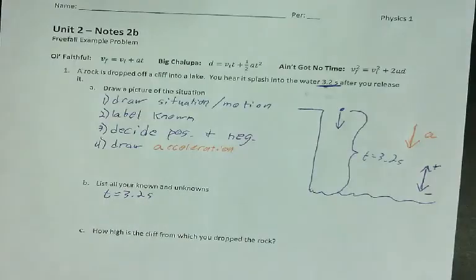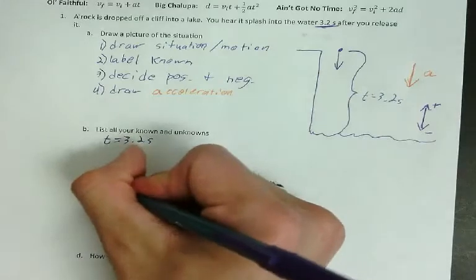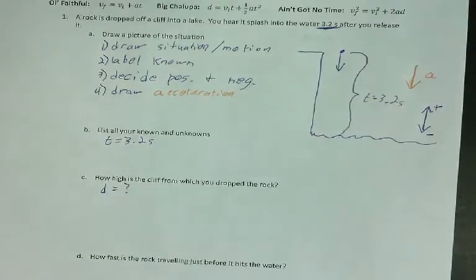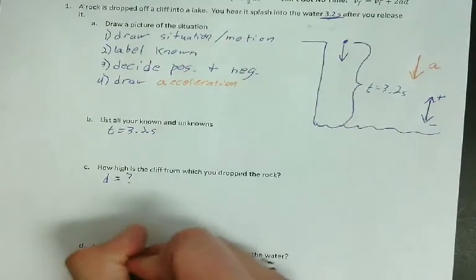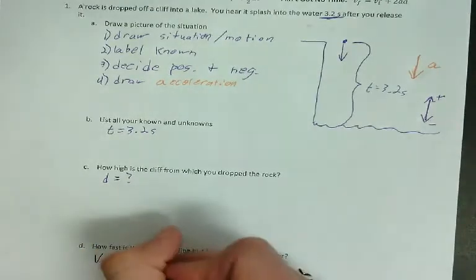Okay. Next, list your known values and your unknowns. I know time is 3.2 seconds. I know nothing else. I know how high is the cliff. That's D. I'm solving for displacement. How fast is the rock traveling before it hits the water? So that's VF. How fast is it going right before it hits the water?